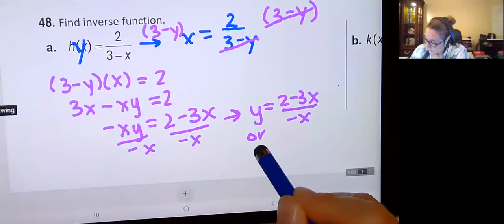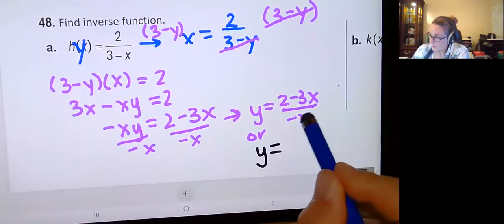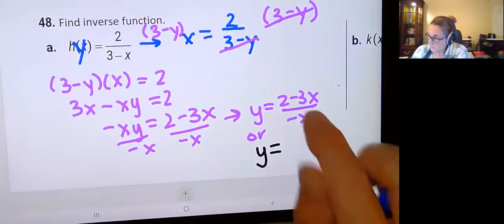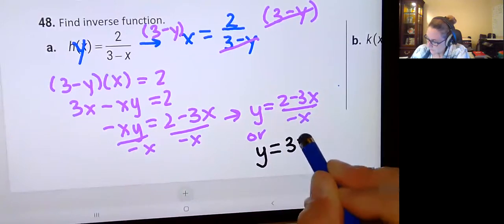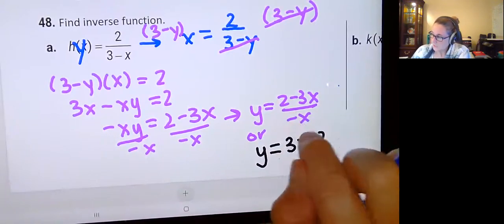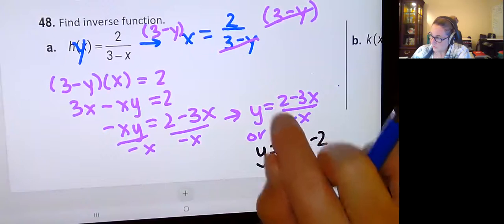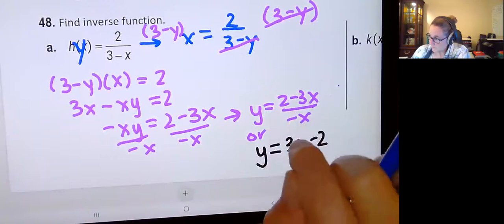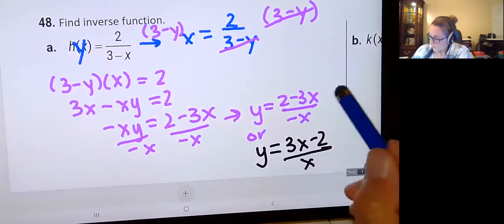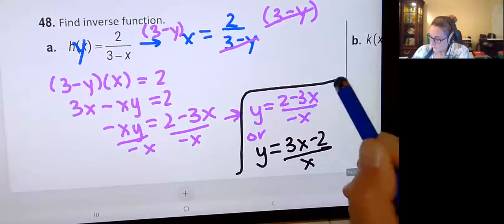Okay, I could write it as y equal, and again, if I'm moving that negative on top, this would become a negative 2 plus 3x, and I would write it maybe as 3x minus 2 instead. That's a little nicer looking. So again, if I move this negative on top, this becomes negative, this becomes positive, and then the bottom is going to be a positive x. So either one of these is an answer.